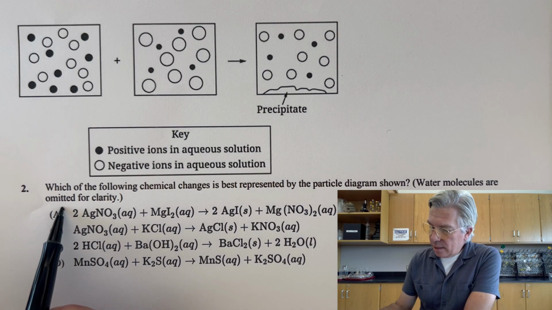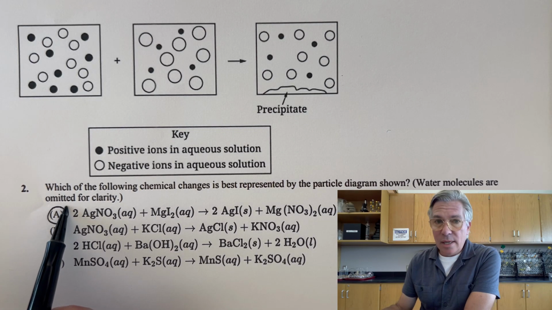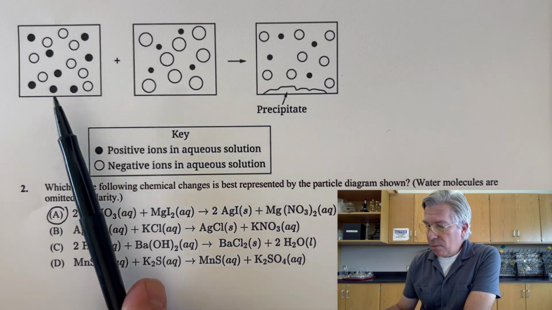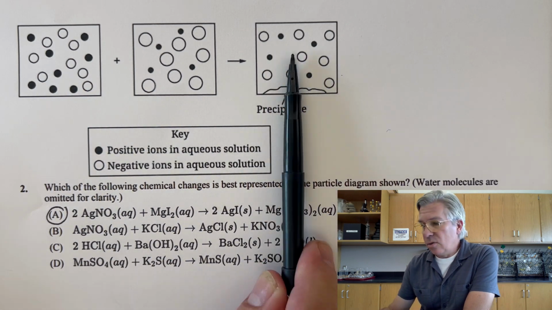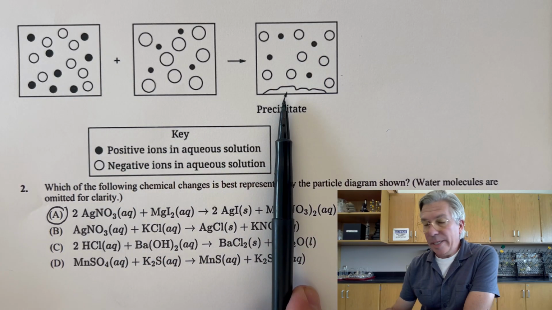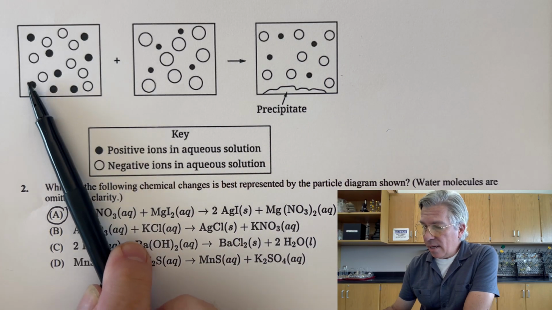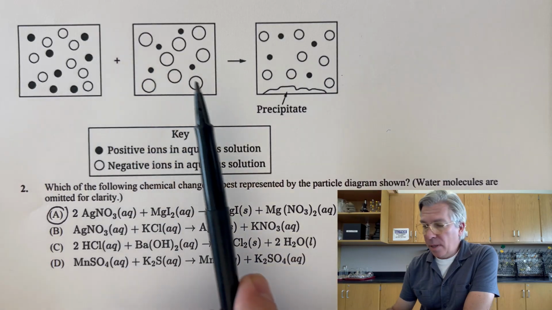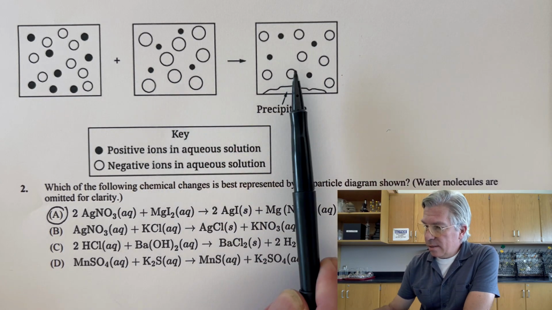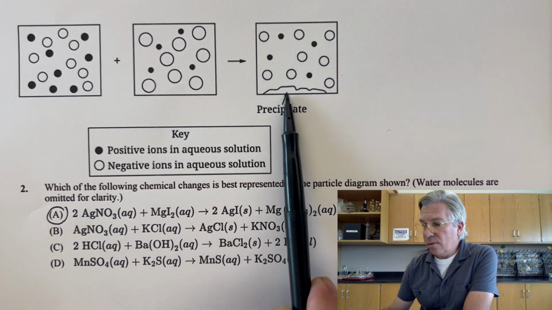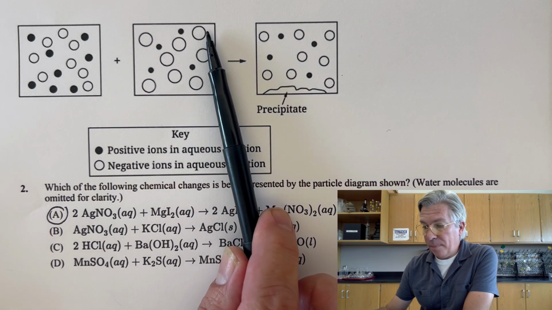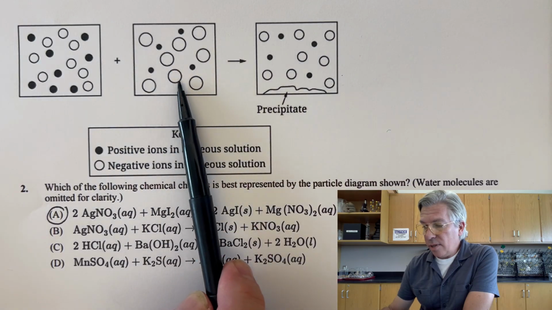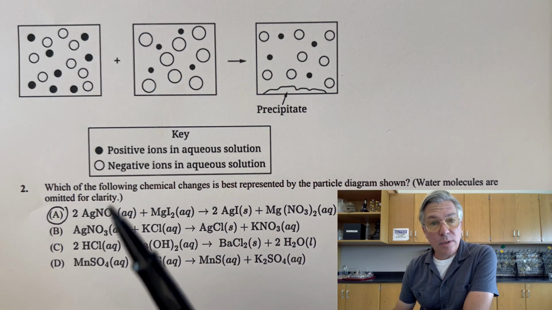Okay, when I did this, I came up with choice A, and here's why. I'm looking at the positive ions over here. They didn't make it into the solution over here. They presumably became part of the precipitate, and I also noticed that there's 8 of them. The big white ions didn't make it into the solution over here. Presumably they're part of the precipitate also, and there's 8 of them. So 8 of those must have reacted with 8 of those, which tells me it's a 1-to-1 ratio.